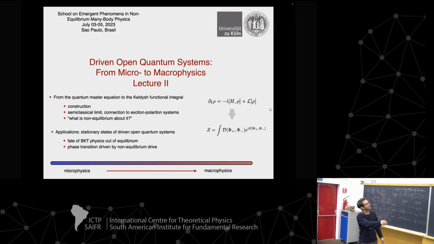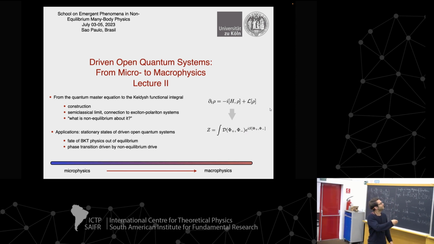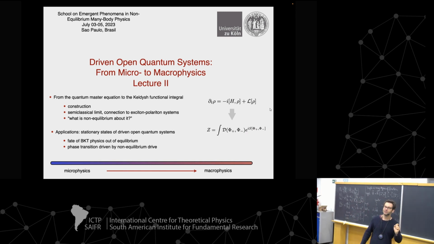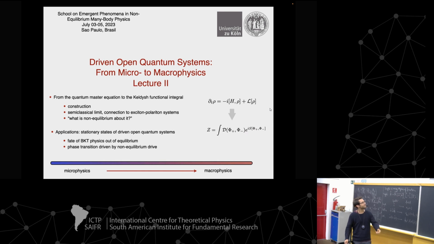Just as a reminder, yesterday we constructed out of the Lindblad equation this Keldysh functional integral. Now today we'll think about a specific limiting case of this Keldysh functional integral, improving over the limiting cases that we got to know yesterday. In particular, we'll also give a sharp answer to the question in which sense these systems we are thinking about in these Lindblad equations are really representing non-equilibrium stationary states, so in the stationary state.